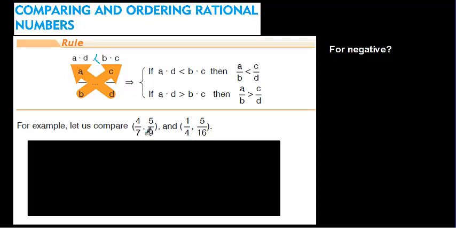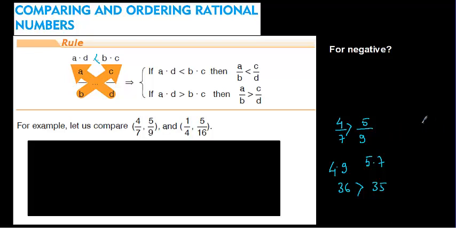So it's very easy to compare 4 over 7 and 5 over 9. I'm writing 4 times 9 here and 5 times 7 here. 4 times 9 is 36. 5 times 7 is 35. And 36 is bigger than 35. So 4 over 7 is bigger than 5 over 9.